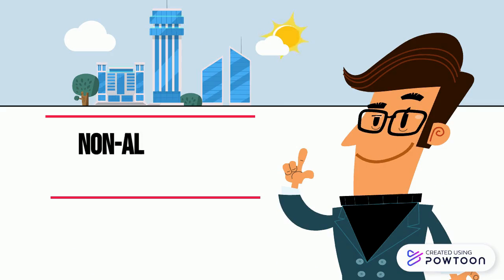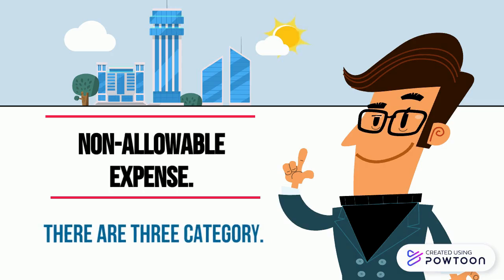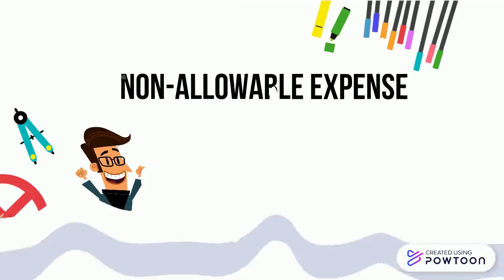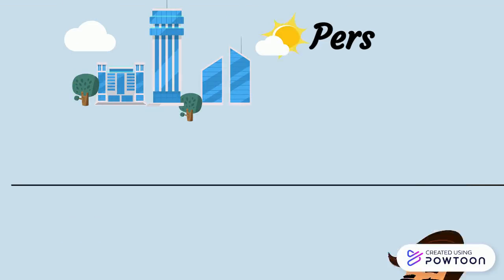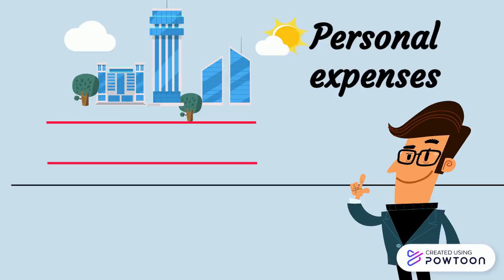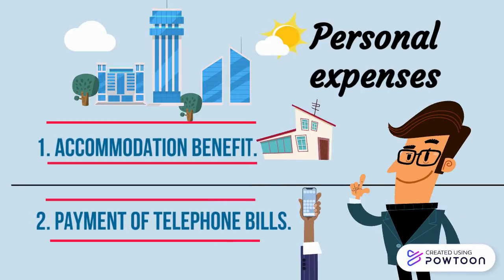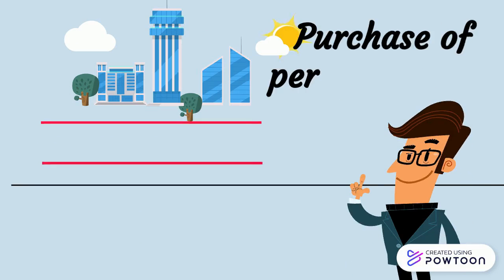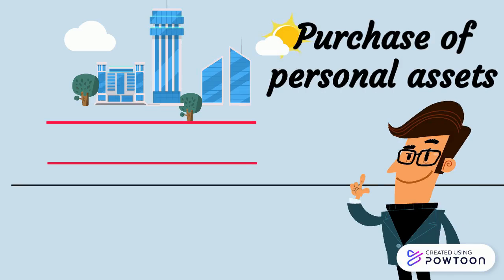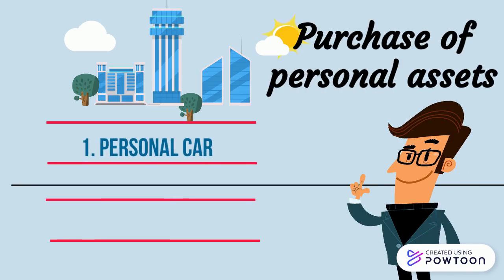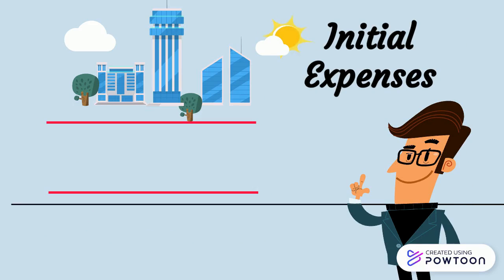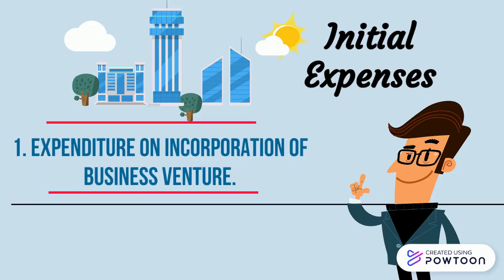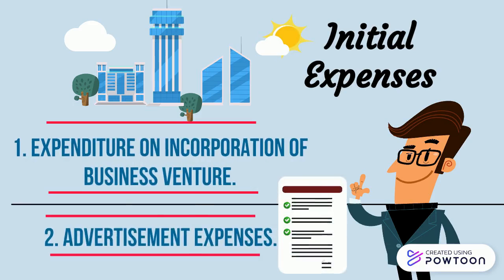Non-allowable expense. There are three categories of non-allowable expense, which are personal expense, purchase of personal assets, initial expenses. Personal expenses. Example of personal expenses are accommodation benefit, payment of telephone bills, purchase of personal assets. Example of purchase of personal assets are personal car, furniture. Initial expenses. Example of initial expenses are expenditure on incorporation of business venture, advertisement expenses.